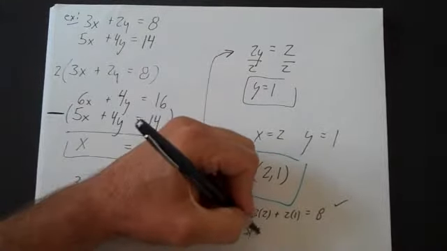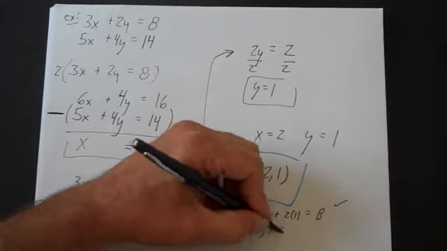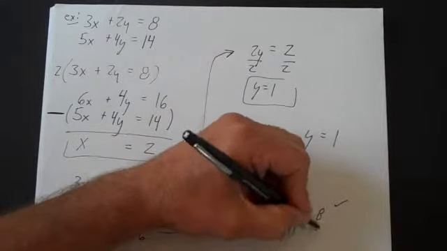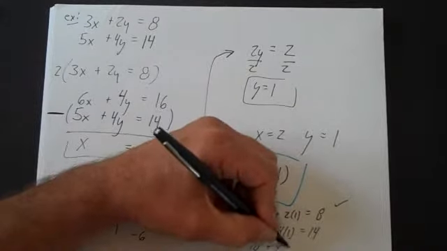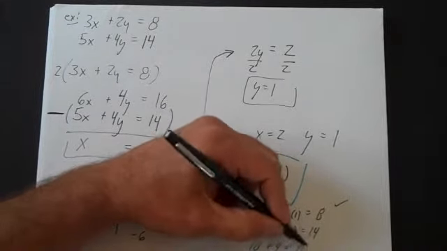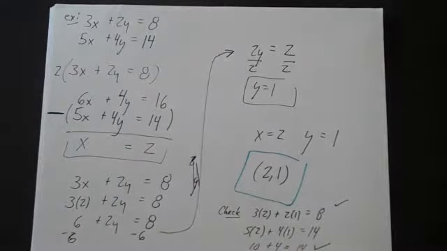That's 5 times 2 plus 4 times 1 is equal to 14. 5 times 2 is 10 and 4 times 1 is 4. 4 plus 10 is 14. That checks as well. So that's your answer. We get that right. So what are our steps?